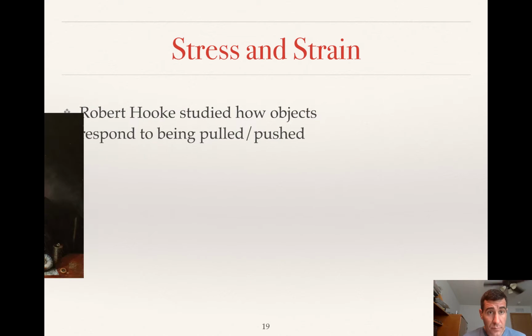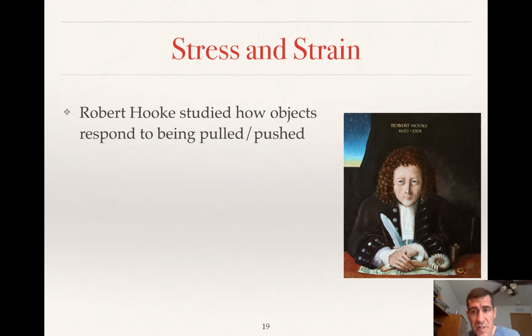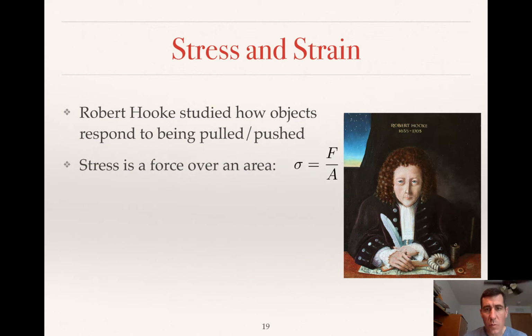Okay, so Robert Hooke was an English scientist and he was actually a contemporary of Newton. Turns out they didn't actually get along very well. But anyway, Hooke was interested in lots of things, but in particular he was interested in how objects respond to being pulled and how they respond to being pushed. So imagine you have some object, say like an eraser, and if you push on the eraser or if you pull on the eraser, you'll notice it starts to change shape. That's what Hooke was interested in, so that's what we're going to look at.